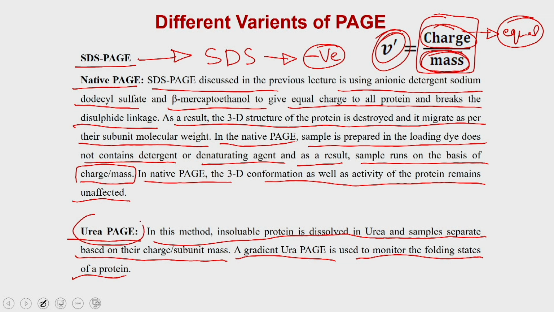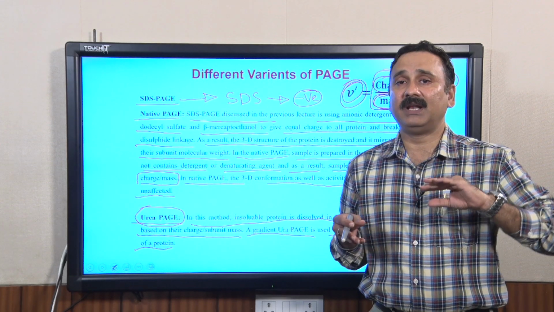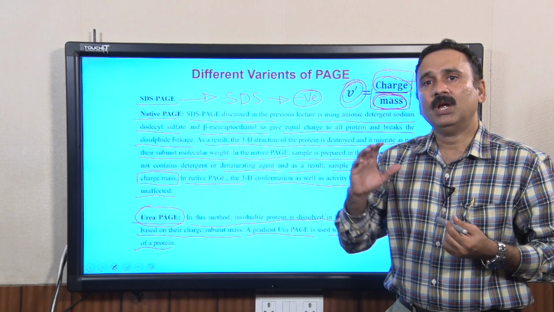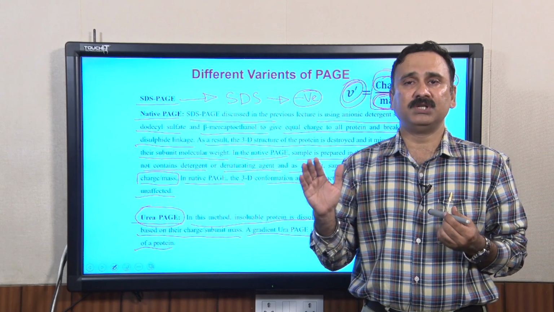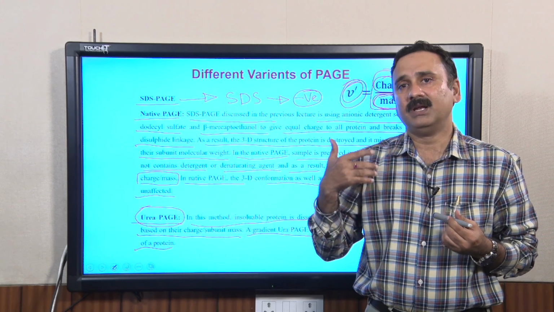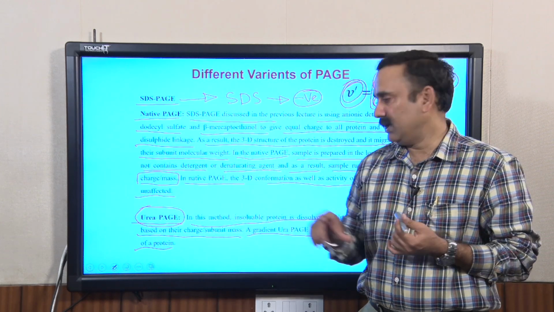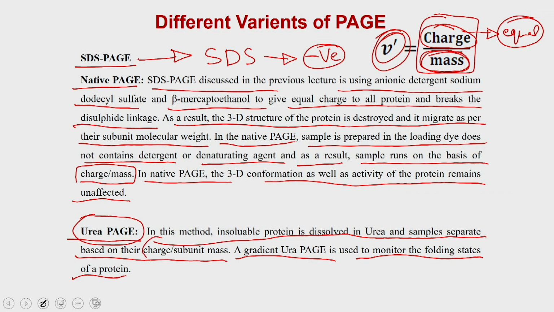So, urea, as you know, is a denaturing agent. The mechanism of urea is very different from the denaturing mechanism of SDS. In the case of SDS-PAGE, the SDS is going to destroy the 3-dimensional conformations and also give the negative charge, whereas urea is going to destroy the 3-dimensional conformations, but it is not going to give any negative charge.